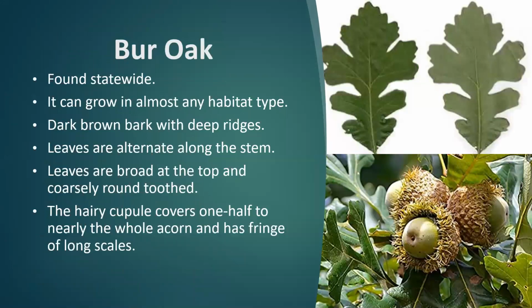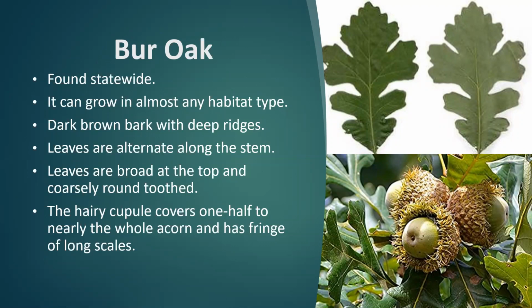Up next, we have the Bur Oak. This is a species found statewide, and it can grow in almost any habitat. It's one of those species that, if you were a gardener, you can't really screw up. You just plant it and let it go. And it's got this really unique leaf. There's really not any other way to identify or describe the species other than mentally retaining what that leaf looks like. It's very unique. There's nothing else like it.